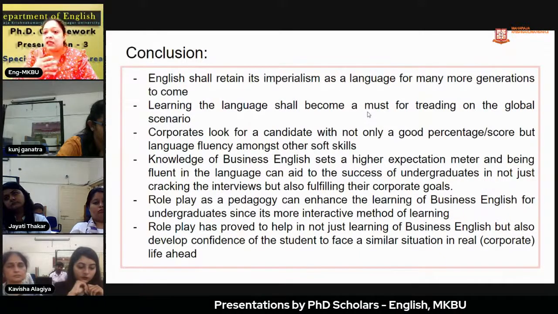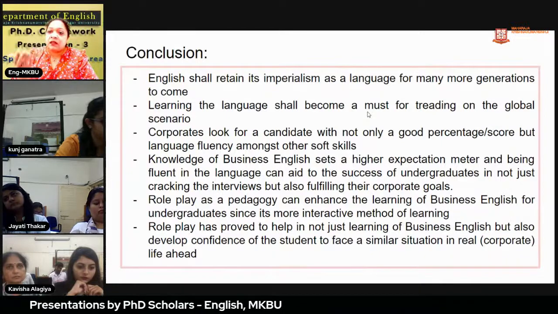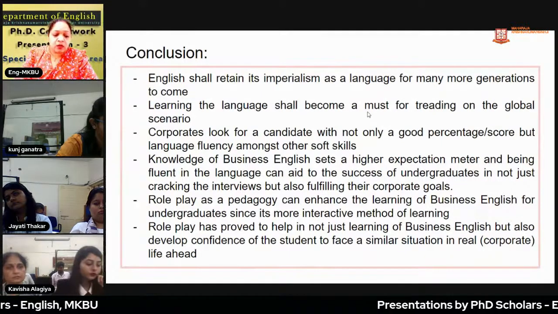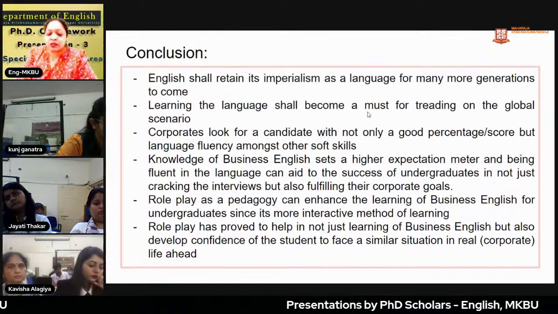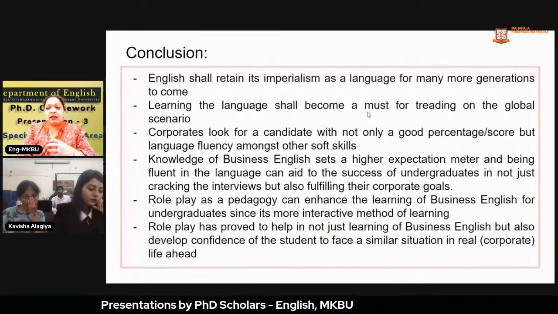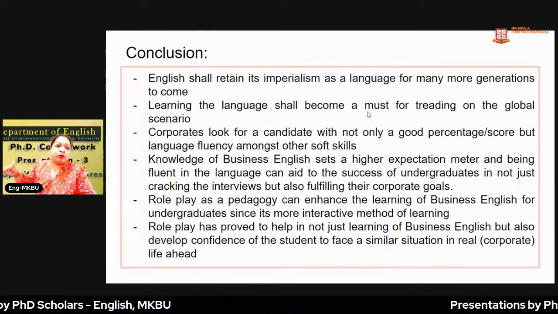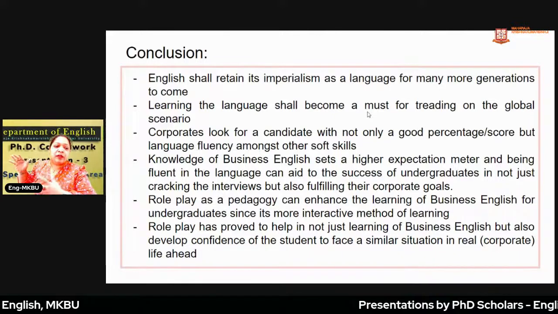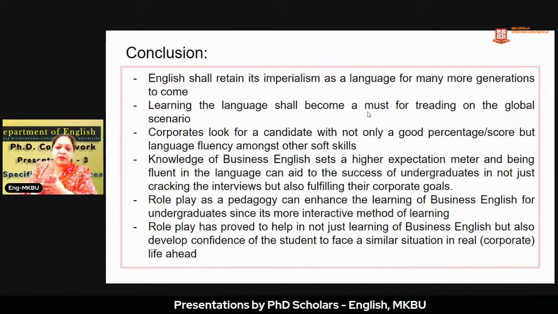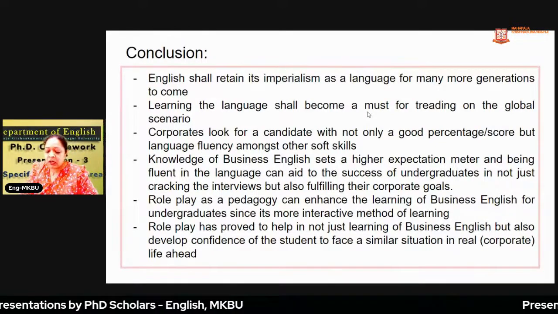They still need to understand certain lexicon, and business English is something that even a receptionist at a resort needs to understand and speak. So role play will help the students not just in learning it, but learning it in a way that they can develop confidence. And someday when they go from the classroom setting to a real life situation, if they are recruited in a campus placement, it becomes easier for them to blend into the culture of the corporates.